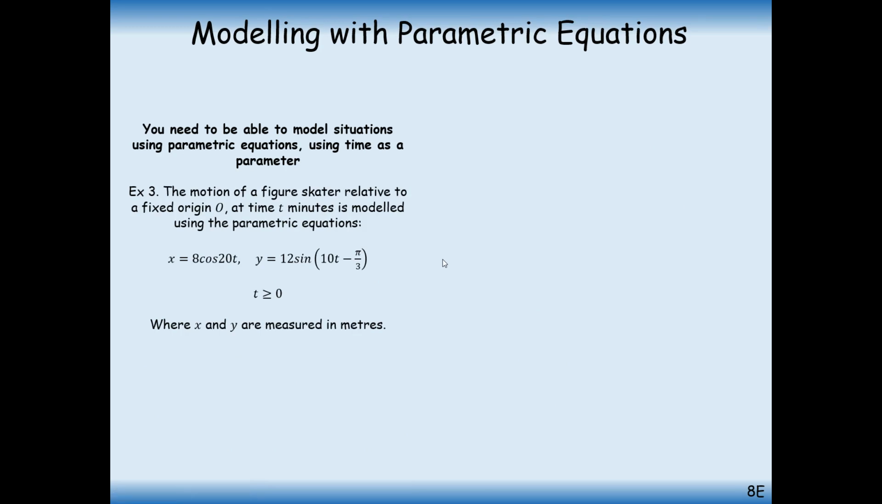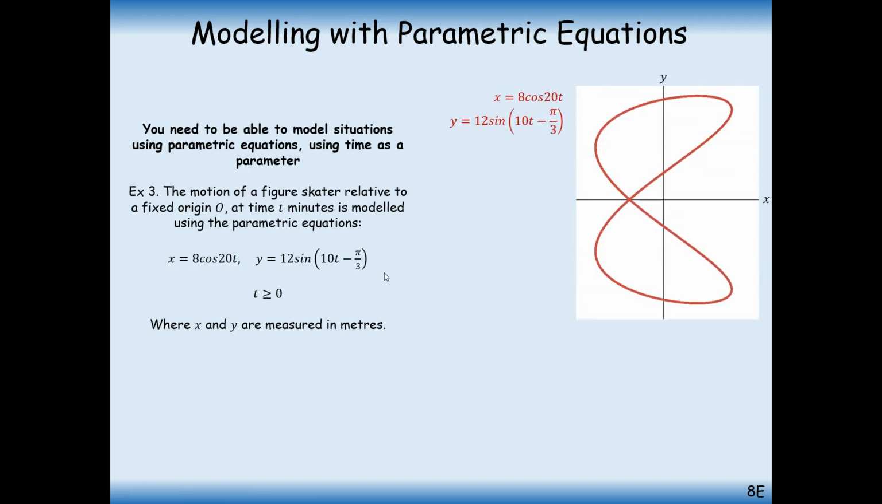All right, in this next example, we are told that the motion of a figure skater relative to a fixed origin, t minutes after it starts moving, is modeled by parametric equations that are given to us. x and y are measured in meters. Plotting that on a graphic calculator will give you such a graph, and we are asked to calculate the coordinates of the figure skater at the beginning of their motion.